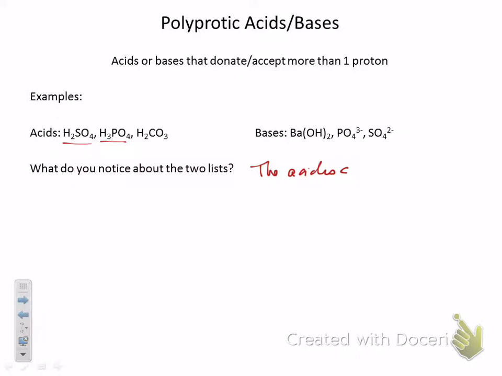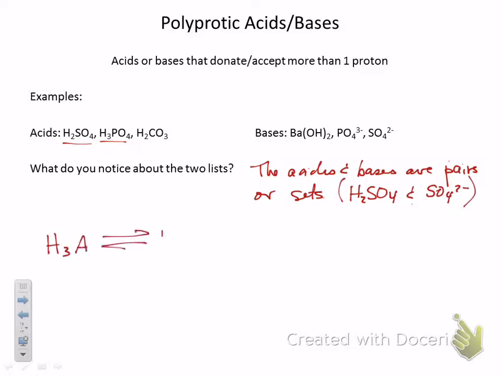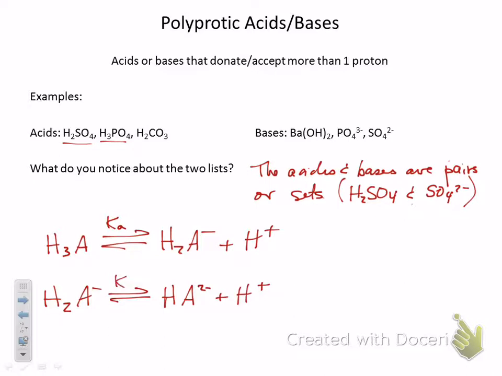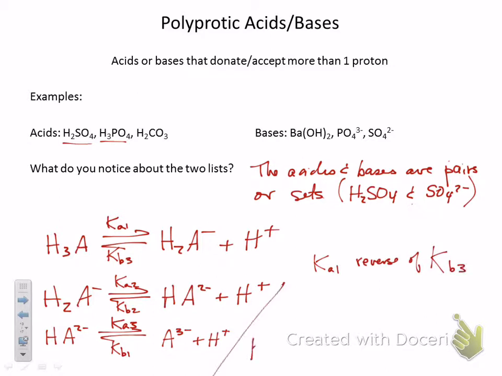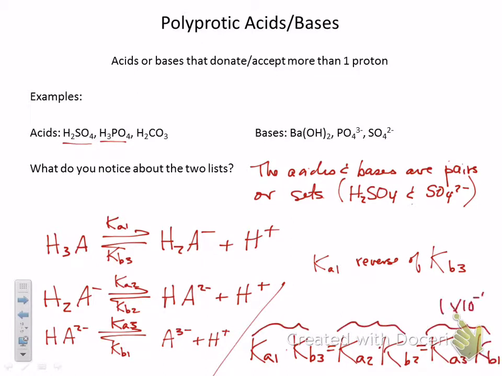And what you might notice about the two lists that I've included here, though this is only a partial set, is that conjugate acids that are polyprotic have conjugate bases that are polyprotic. So sulfuric acid has sulfate and hydrogen sulfate. In general, we can write then a series of acid dissociation and base hydrolysis reactions for any polyprotic acid-base conjugate set. So for H3A, we can write Ka1 is equal to H2A minus plus H plus. And then we can further dissociate H2A minus to HA2 minus, and then once again to A3 minus.